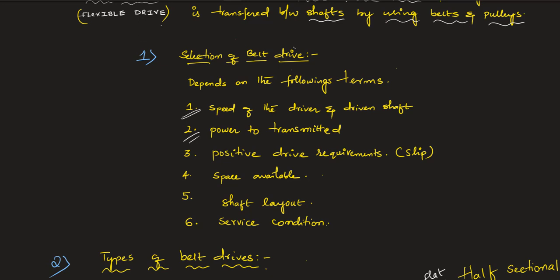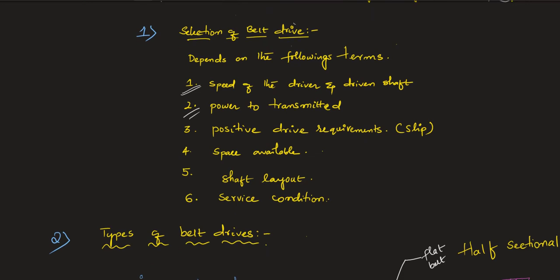The next one is availability of space. That is also one of the main reasons. Next one is shaft layout: whether the shafts are inline, parallel, or at an angle of 90 degrees. Depending upon that also we should know whether a belt drive is suitable or not. And the sixth one is service condition.